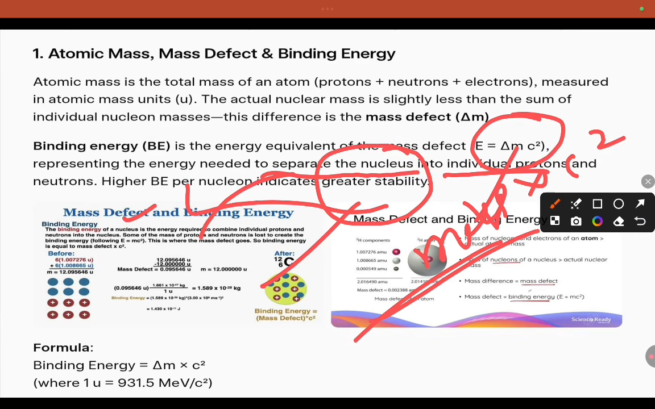You can see here the binding energy formula, that is delta m into c square, where one atomic mass unit is equal to 931.5 MeV per c square.